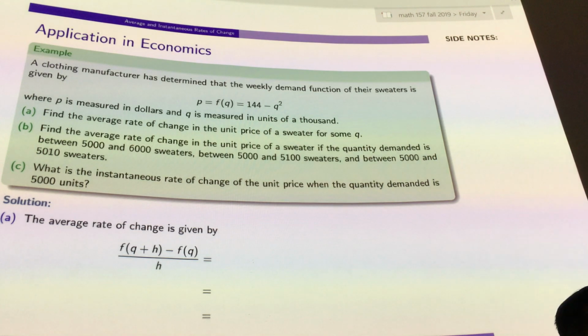So for example, a manufacturer has determined that this is the demand function. The last example.